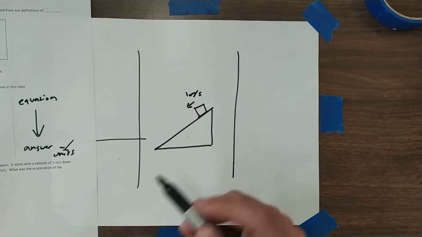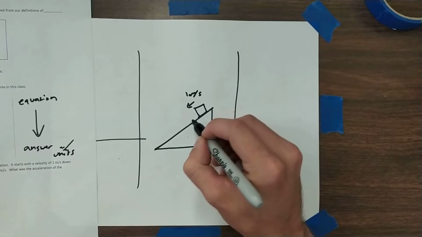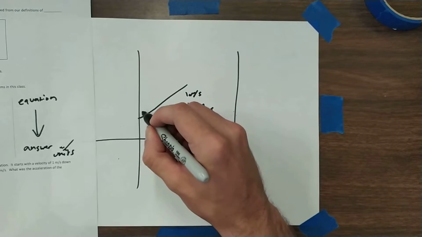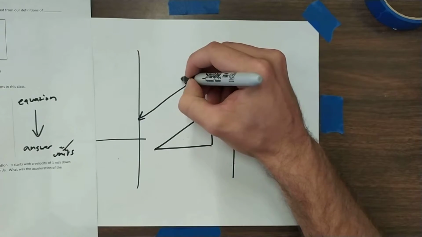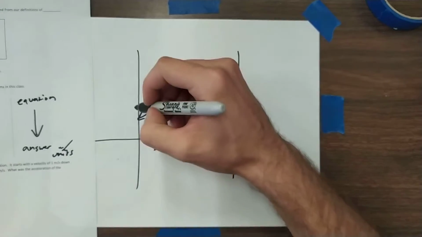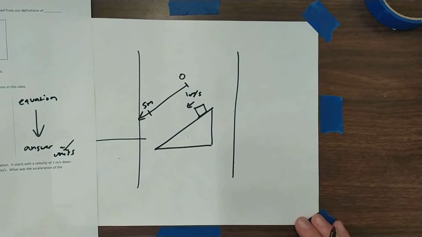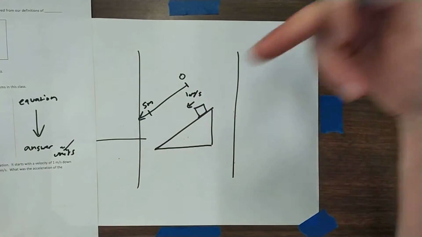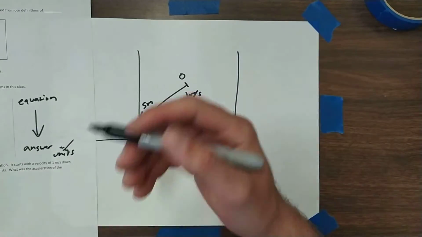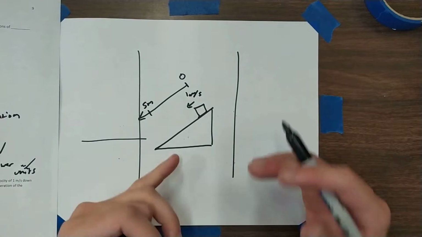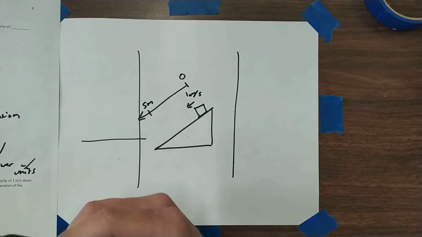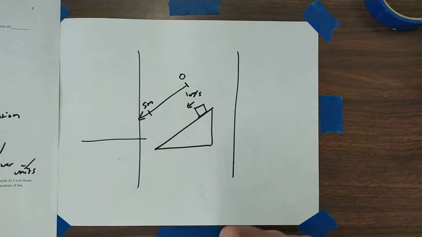So let me make up a coordinate system. I'll say that this is my axis here, and we'll say that this is position 0. So we're going to say the block starts at 0 and it's going to end up at 5 meters. Okay, so it's starting off at 1 meter per second. It's going down the ramp. After 5 meters, it's going at 3 meters per second. So that's my picture.